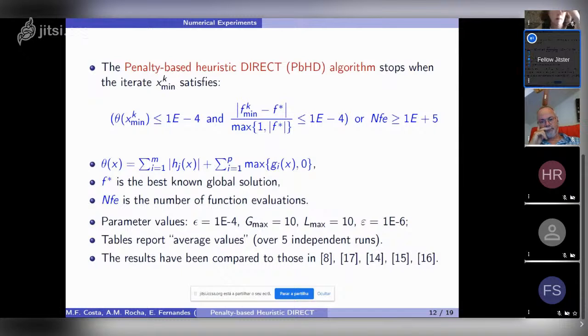The penalty-based heuristic direct algorithm stops when we find a point that satisfies this condition here. This means that it is a feasible point, and this p-error value given by this expression is lesser than 10 to the minus 4, or if the number of function evaluations exceeds this quantity here. The tables report average values over 5 independent runs of our algorithm, and our results are compared to those in these 5 papers.